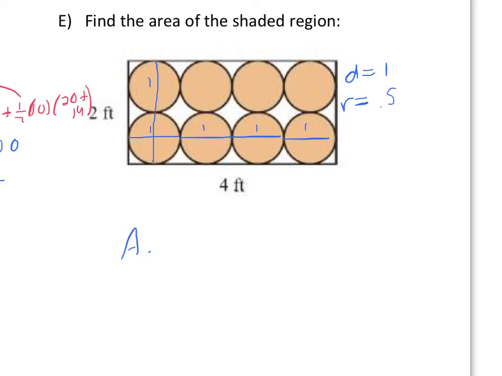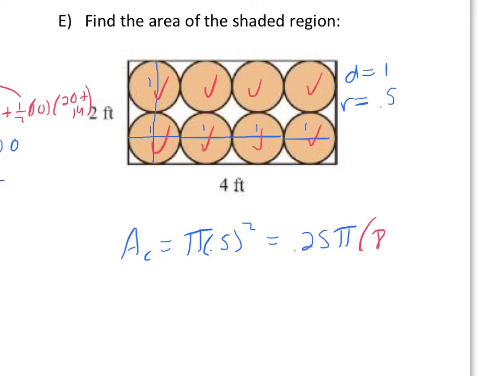The area of a circle is pi r squared, so pi times our radius squared is equal to 0.25 pi, that's 0.5 squared, and there are 8 of them. 1, 2, 3, 4, 5, 6, 7, 8. So we would take that times 8, which would give us 2 pi, or approximately 6.28 feet squared.